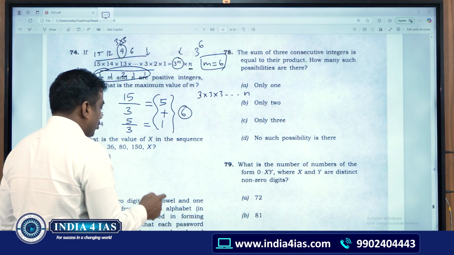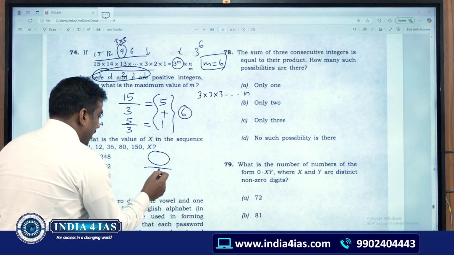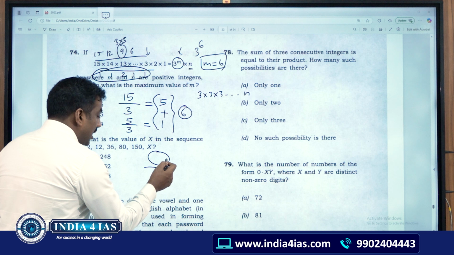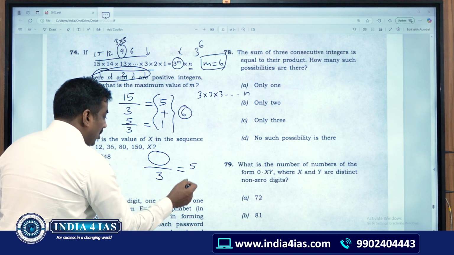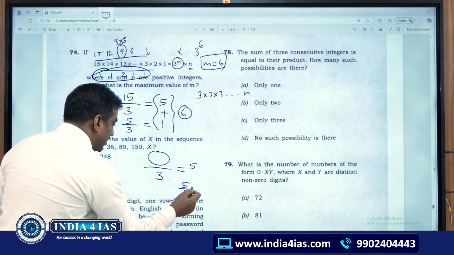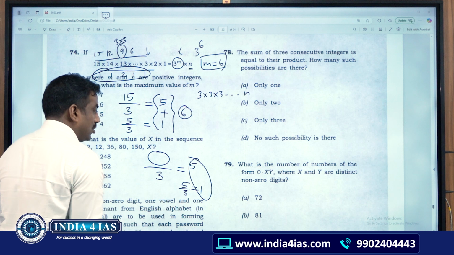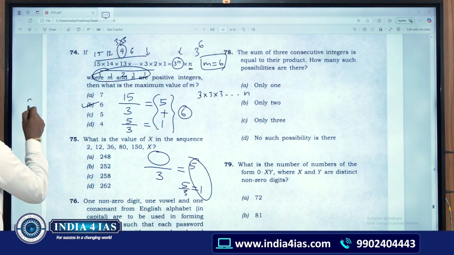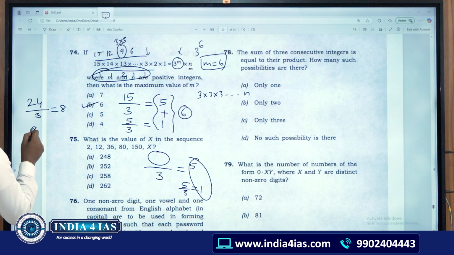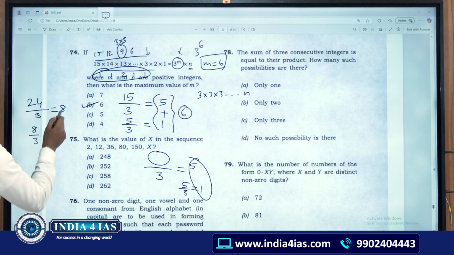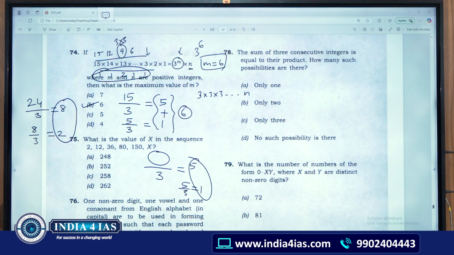So in this case, what you have to do, take the highest number and divide it by whatever they have given and get the answer. Let's say here 5. Again take this 5 and divide by 3. Again you will get 1. 5 plus 1 is equal to 6. For example, that number is 24. 24 divided by 3 is equal to 8. 8 divided by 3 is equal to 2. 8 plus 2 is equal to 10. So this is how we have to do.